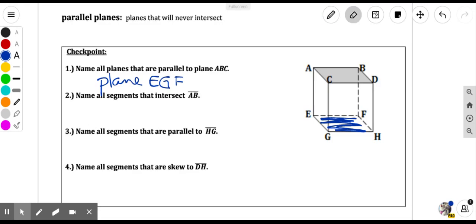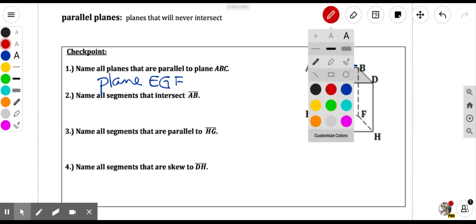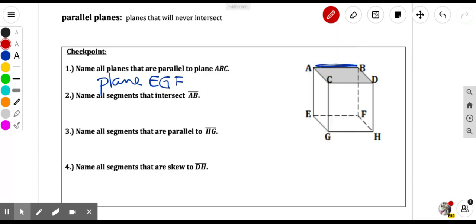Next one is all segments that intersect AB. So here's AB. We want all the ones that intersect it. Remember, intersect just means touch, right? So there are a few different ones that intersect AB. And so let's see, we have AC right here. We have BD right here, intersecting it at A and B. And then we also have these two, AE and BF. So we can list all 4 of those segments.